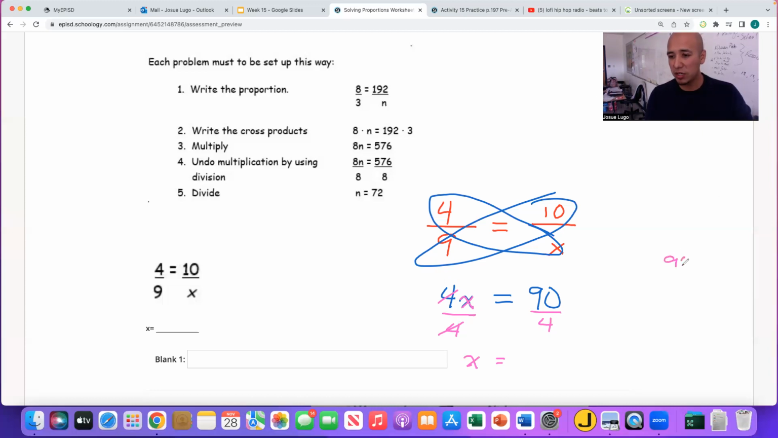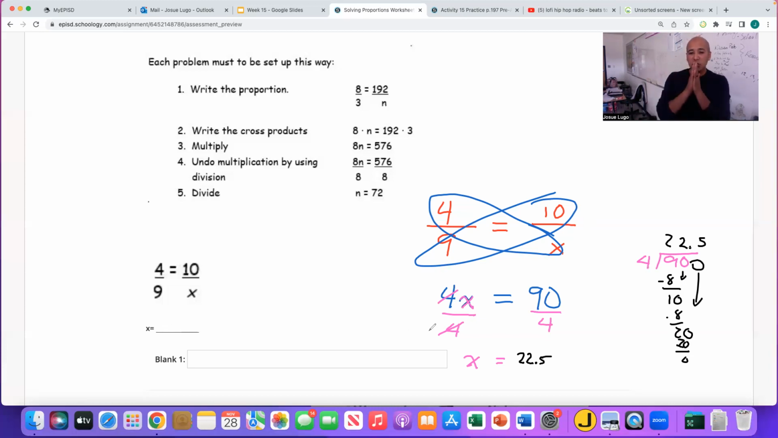And when I do that, I do 90 divided by 4. 4 goes into 9 twice, 4 times 2 is 8. 9 minus 8 is 1. Bring down the 0. 4 goes into 10 twice again. 4 times 2 is 8. We have a remainder of 2. We keep going. Put a decimal, bring down the 0, and 4 goes into 20 exactly 5 times. So ladies and gentlemen, that means that x has to equal 22.5. In other words, 4/9 is the exact same thing as 10 over 22.5.